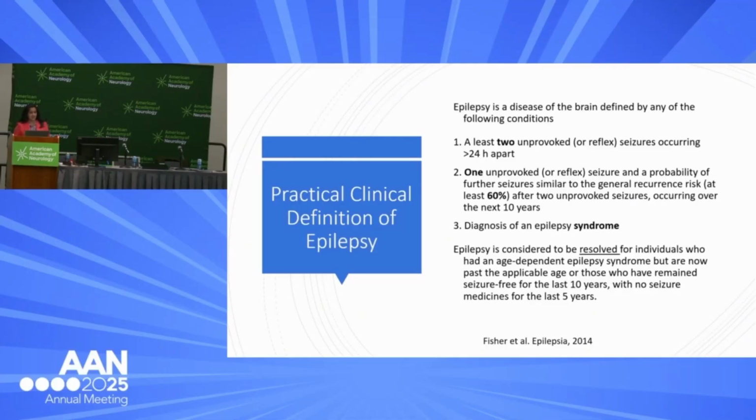Epilepsy is a disease of the brain defined by any of the following conditions: at least 2 unprovoked seizures occurring greater than 24 hours apart, 1 unprovoked seizure and a probability of further seizures that's similar to the general recurrence risk of at least 60% after 2 unprovoked seizures, which would occur over the next 10 years, or the diagnosis of an epilepsy syndrome.